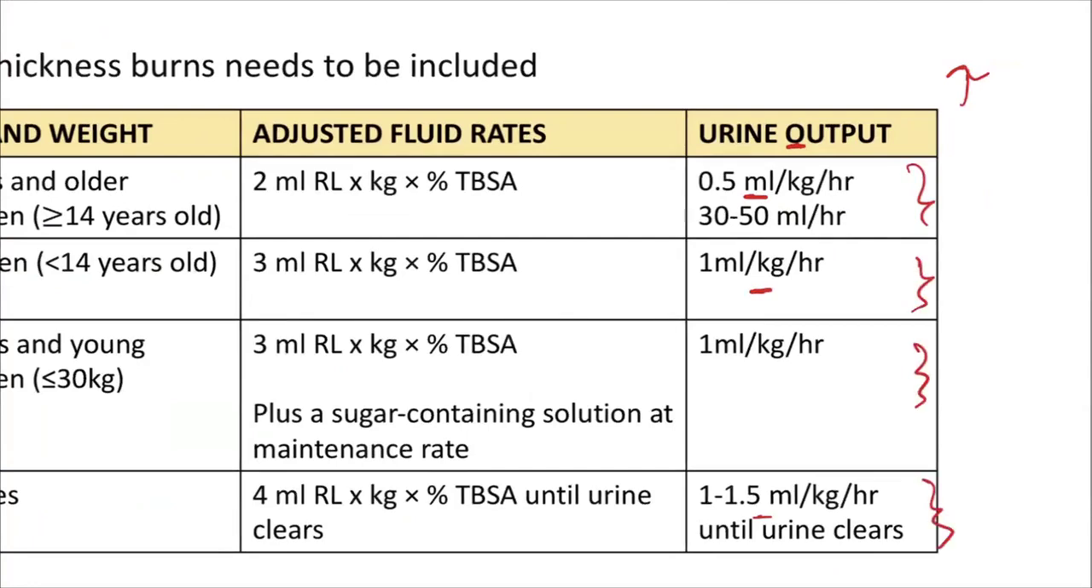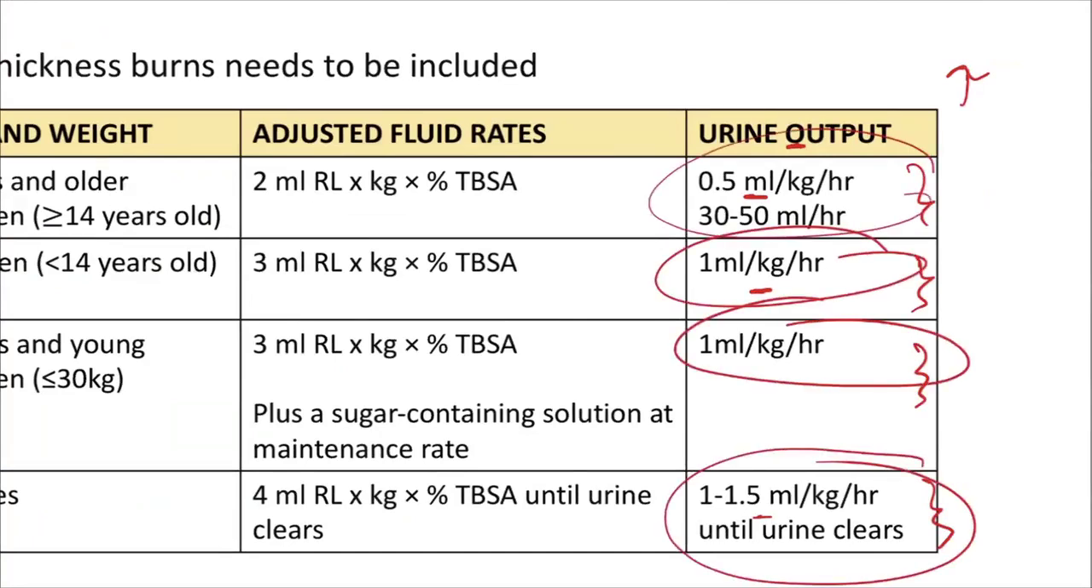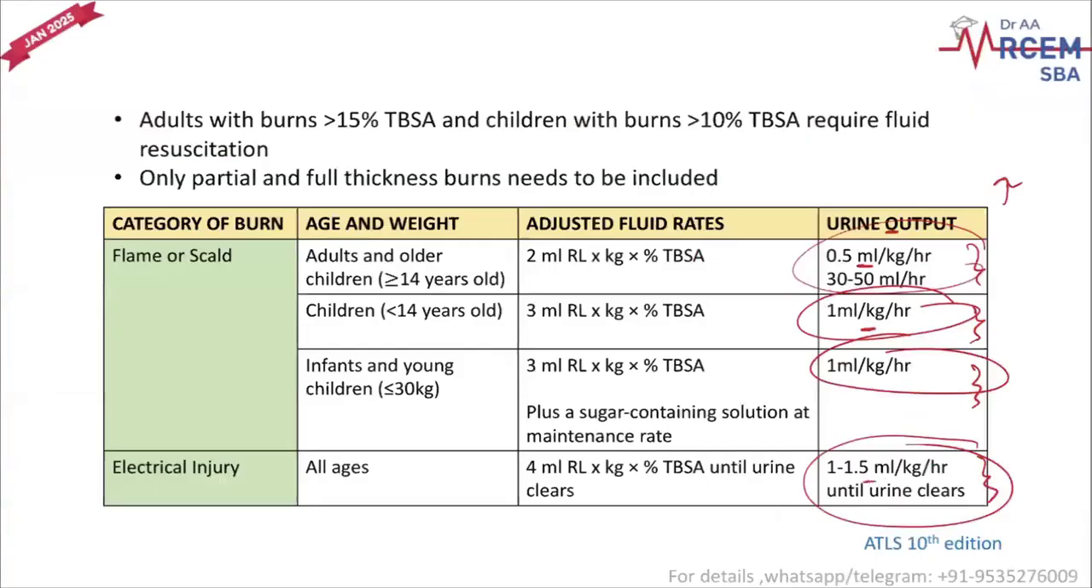If required, you'll increase the infusion. If required, you'll decrease the infusion. You need to meet these targets. So only to start, usually most of the time we use the Parkland formula. Once we start infusing the fluids, we use the urine output to determine whether to increase or decrease the infusion.